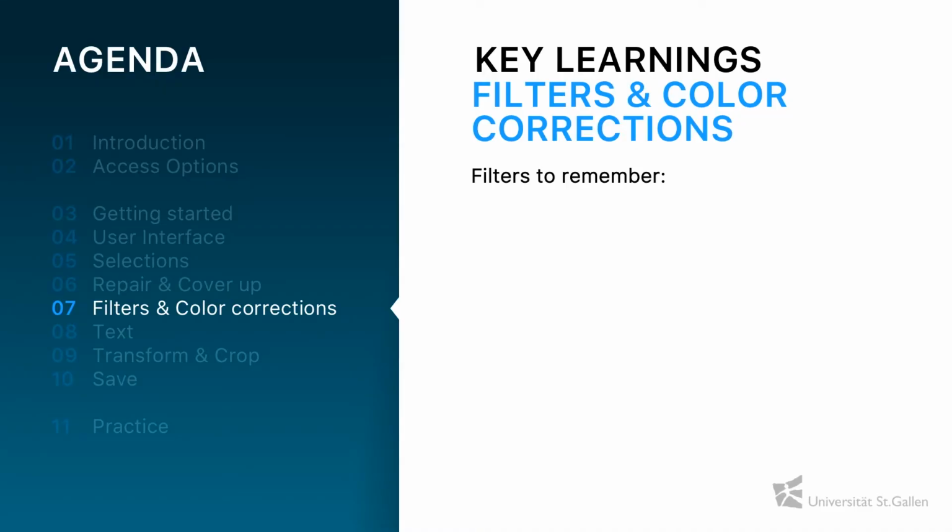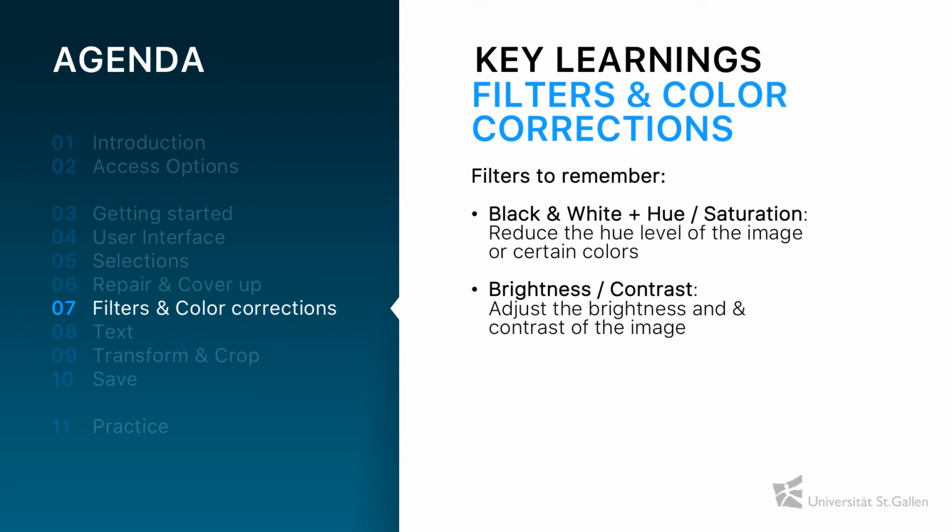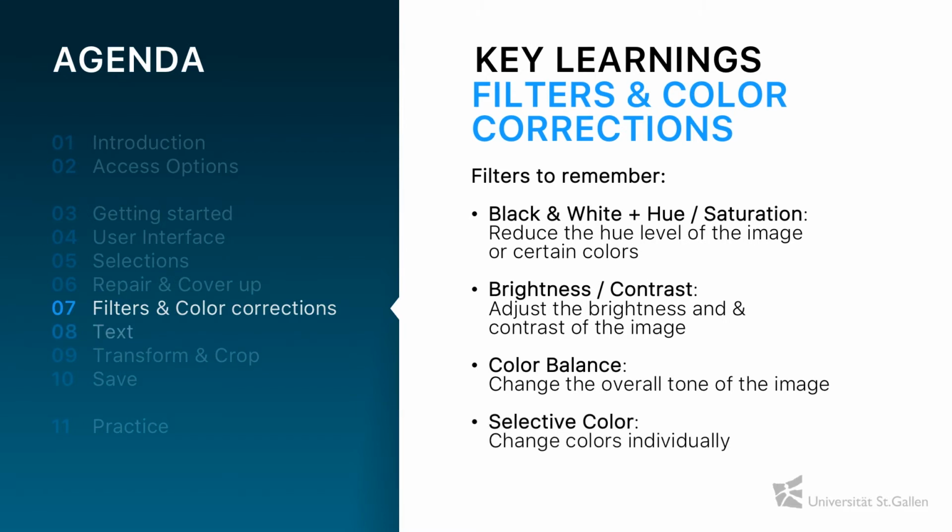To sum up Chapter 7, there are a ton of different filters you can use. Just try some of them to understand which filters might be useful to you. However, the most important ones are Black and White / Saturation to reduce the hue level of an image or certain colors, Brightness and Contrast to adjust the brightness and contrast of your image, Color Balance to change the overall tone of the image, and Selective Color to change individual colors in your image.